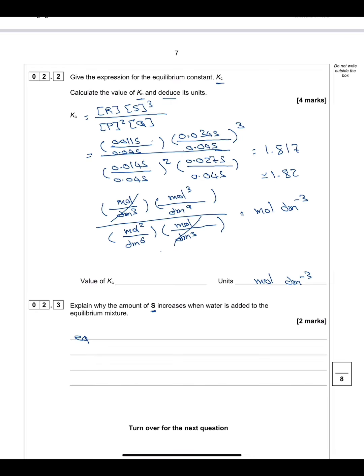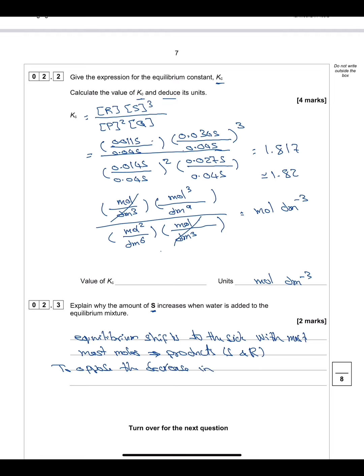So the equilibrium will shift to the side with the most moles, which means towards the products, which is the S and R. And this is to oppose the decrease in the concentration of all reactants and products.